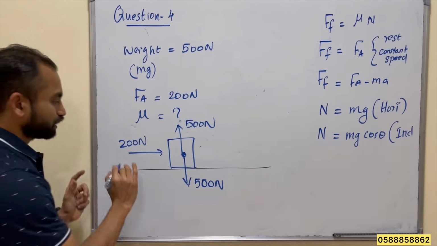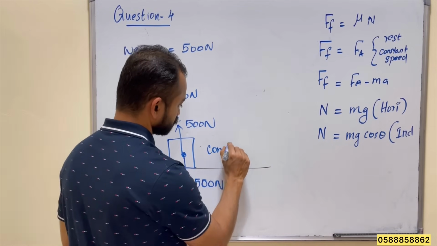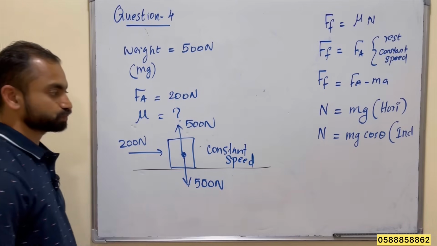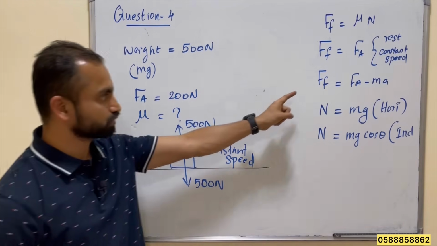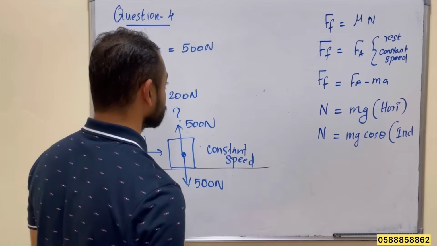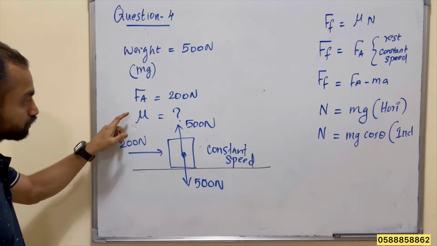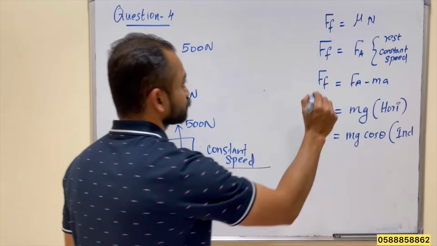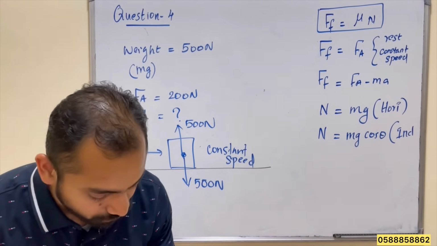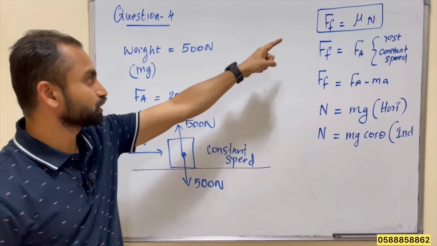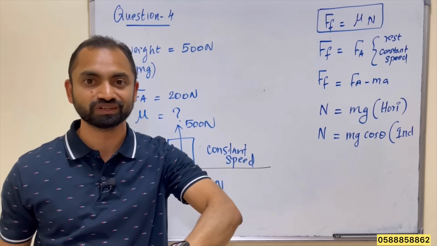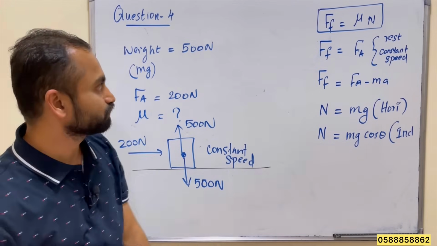So it is moving. Ahmed is pushing it at a constant speed. That is given in the question. If there is a constant speed, which equation do you have to use? Constant speed: friction is equal to applied force. But you don't have to calculate friction, right? You have to calculate coefficient of friction. And we discussed already that if you want to calculate coefficient of friction, first you have to calculate friction. You can calculate coefficient of friction only if you know the value of friction.